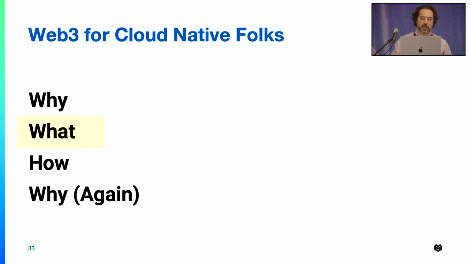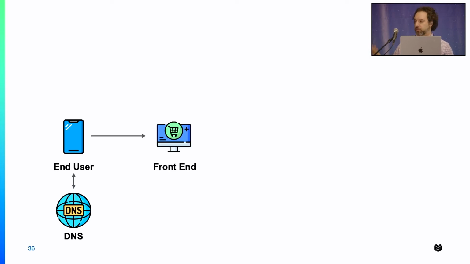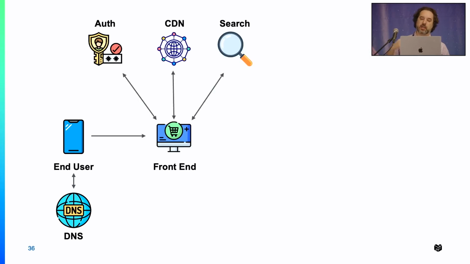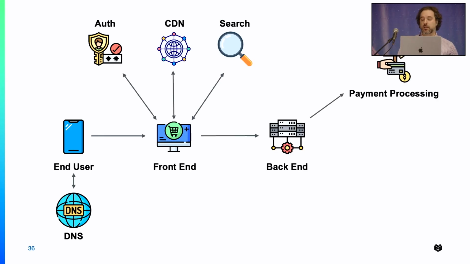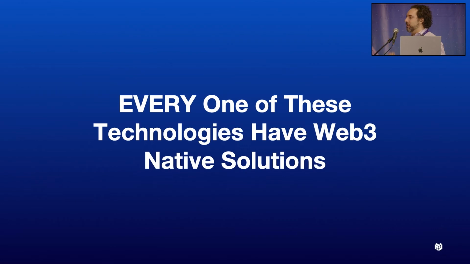Okay, so that's what. How do you go about Web3? Well, let me lay out what that app looks like, that very simple e-commerce app. You have DNS, you have a front end that might have authentication, CDN, and search built in as separate services. You'll have a back end that has payment processing, state storage, and log generation. This is like 101 stuff. This is very, very straightforward. Now the nice part is every one of those has a Web3 solution today, right? You can go out and do that.